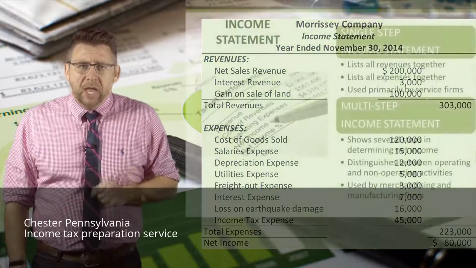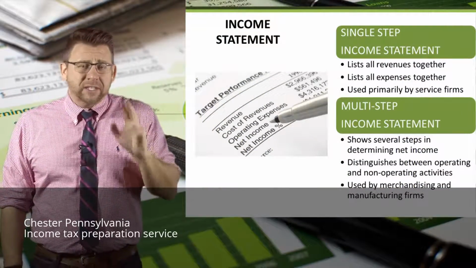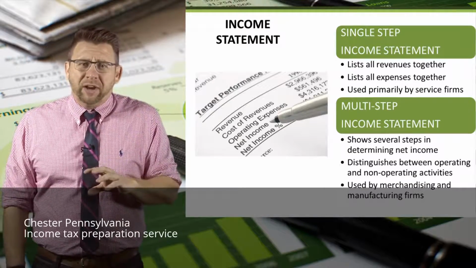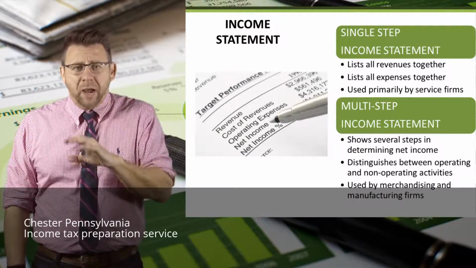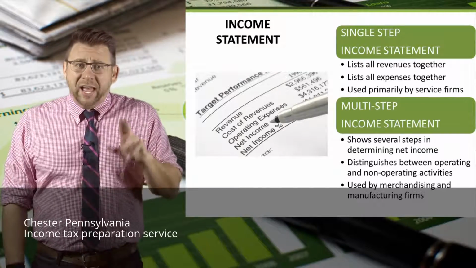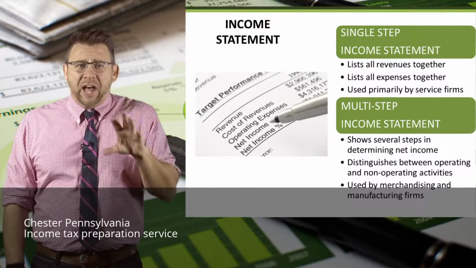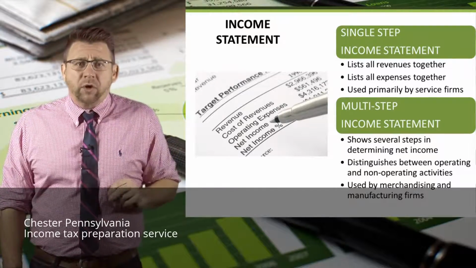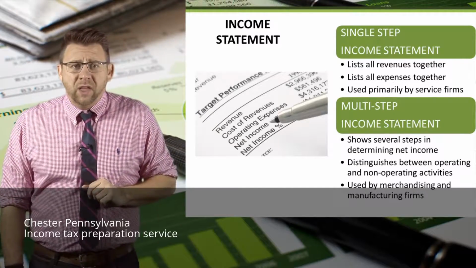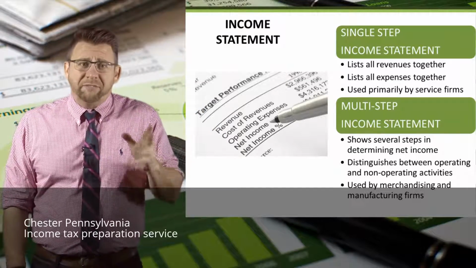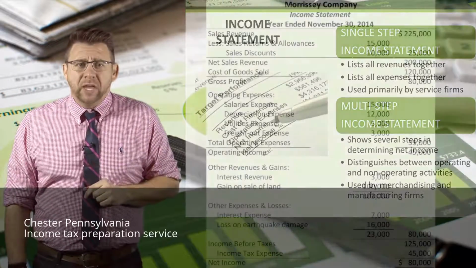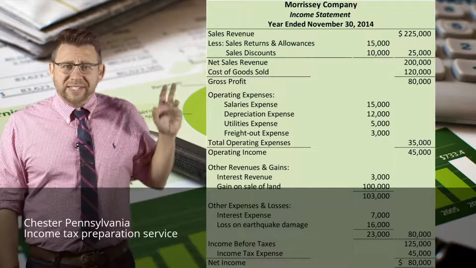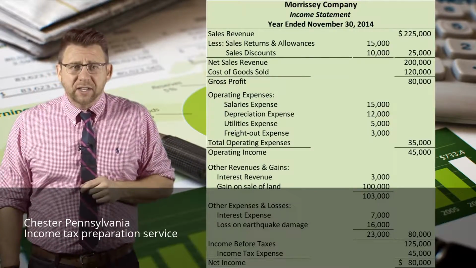A multi-step income statement still lists revenues and expenses, but it separates operating revenues and expenses from non-operating revenues and expenses, as well as divides the account into important subtotals that highlight areas of importance for investors and creditors. The subtotals include gross profit and operating income. Here is an example of the multi-step income statement. You can see the different subtotals listed.